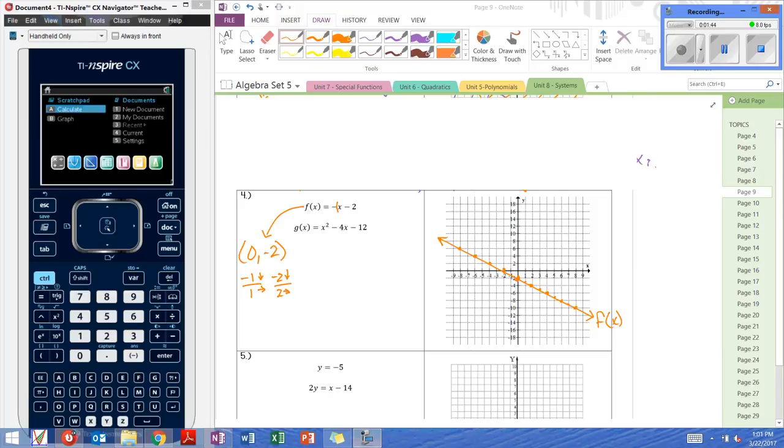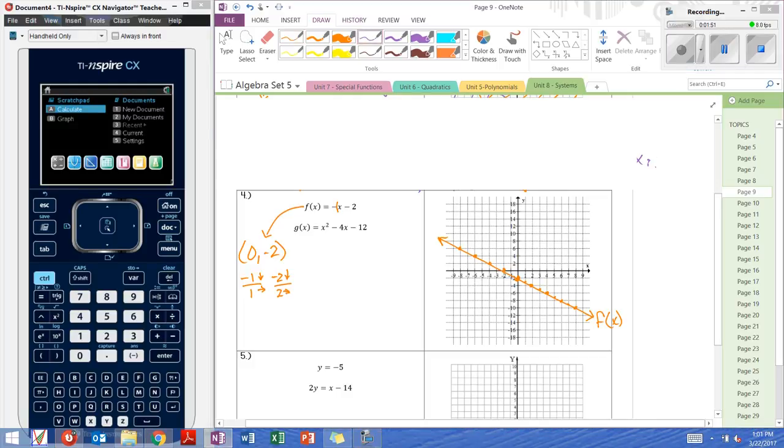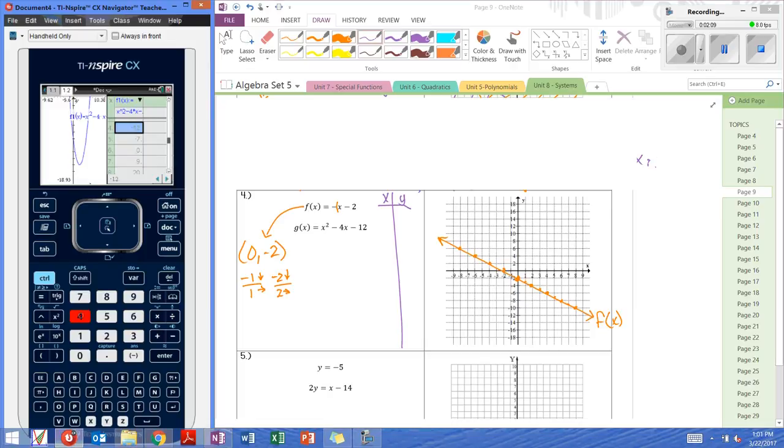So here is my linear function, f of x. And now I need to graph my quadratic. And in order to show work for my quadratic, I need to show a table of values. So let's set up our table of values over here. And in order to get this table, I'm going to graph, I think I already have this pulled up. Yep, so you're going to graph this.